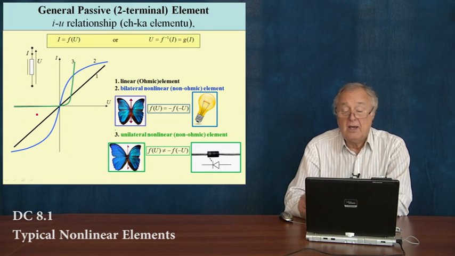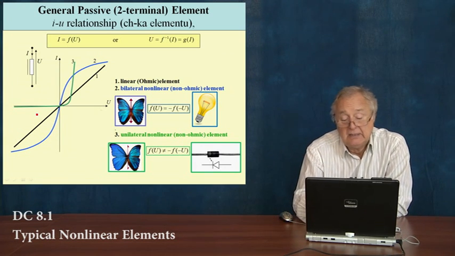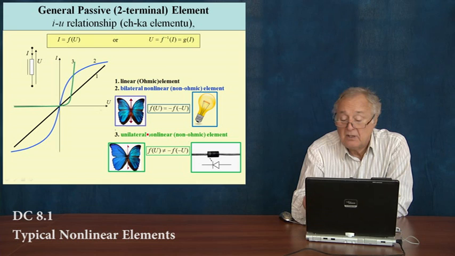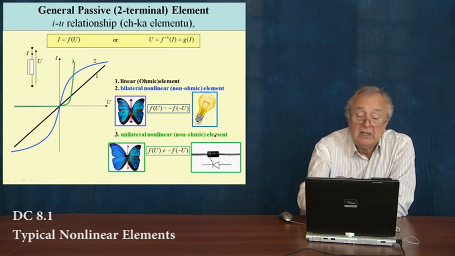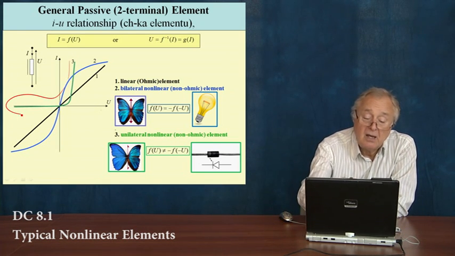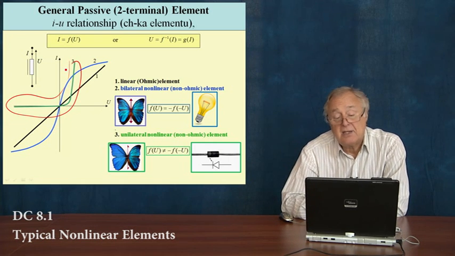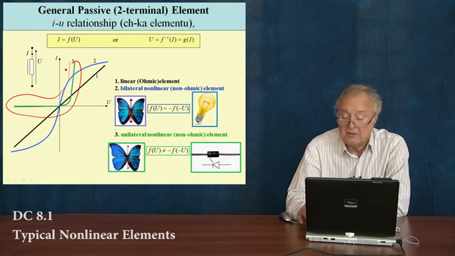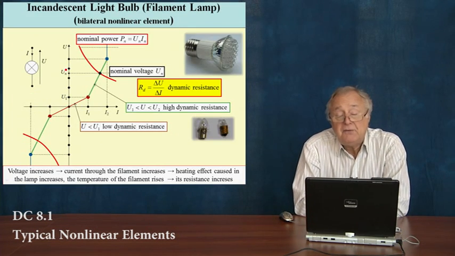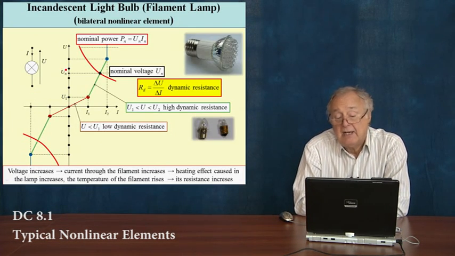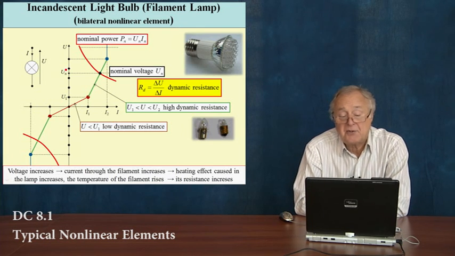Or we may have a unilateral nonlinear element, the so-called non-ohmic element, and this exemplary characteristic is given here. So a nonlinear element can be bilateral or unilateral. Now a few typical elements of electronic or electrical circuits.